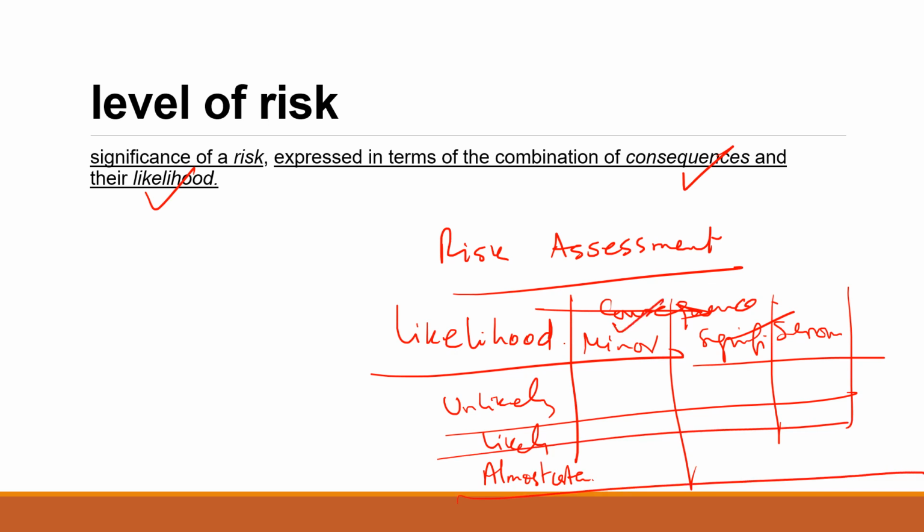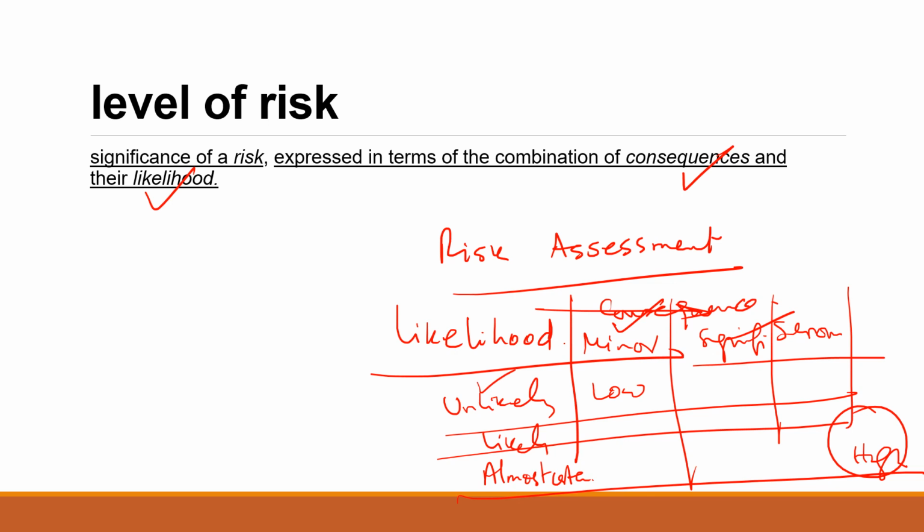Now if it is minor and unlikely, you can have something like low. Something catastrophic and almost certain is very high. Those are the things that give you the level of risk, and based on your appetite, you will say what is acceptable and what is not. So I was trying to create a risk matrix based on this scale. You can follow a qualitative approach or a quantitative approach, but it is about the level of risk.